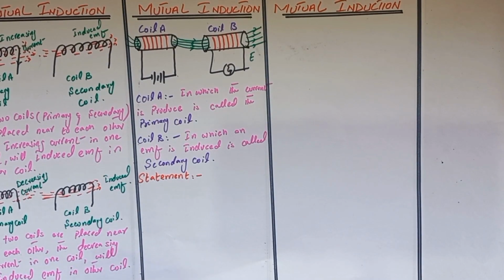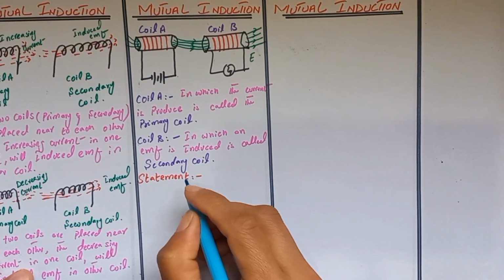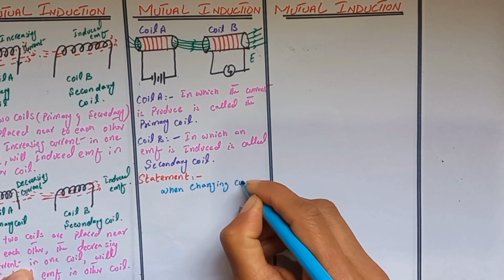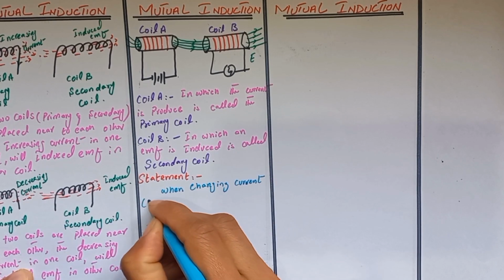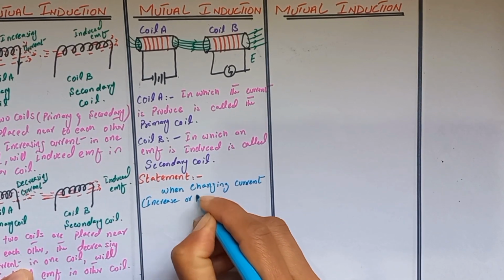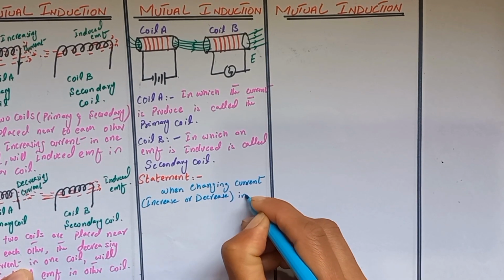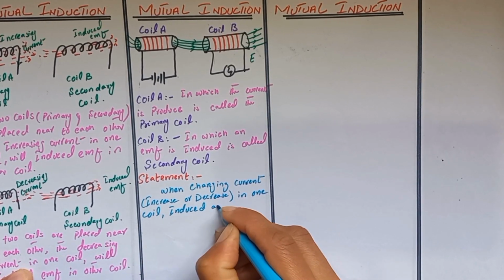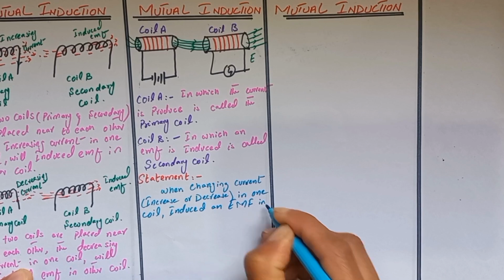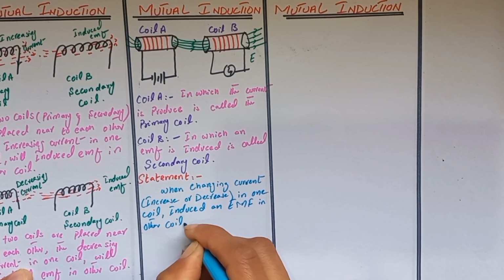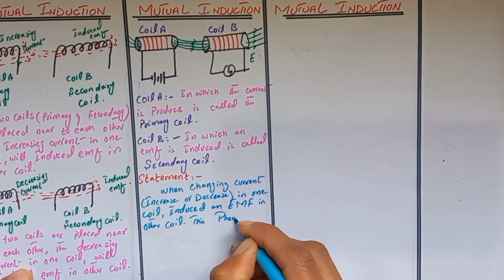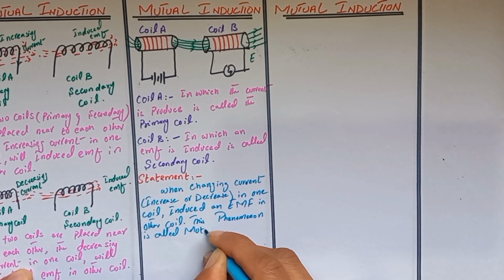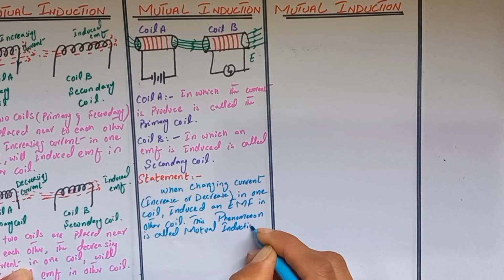So here we explain the statement of mutual induction. What is the statement of mutual induction? When changing current, increasing or decreasing, in one coil induces an EMF in the other coil, this phenomenon is called mutual induction.